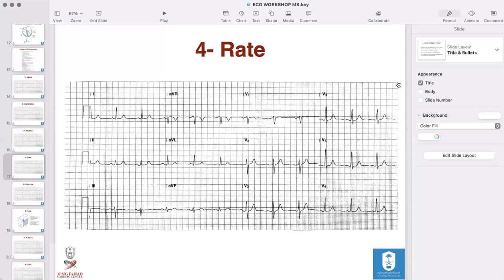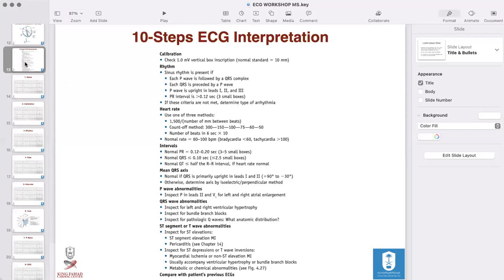That's a method. Nawaf mentioned another method. Excellent. You can calculate the QRSs in the whole strip and then multiply it by 10, which represents about 6 seconds. The other method is the count-off method, where you calculate each box as 300, 150, and so on, going by each step. So that's one of the 3 methods that you can use.